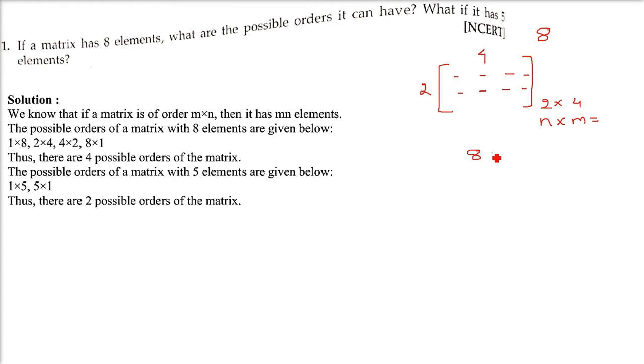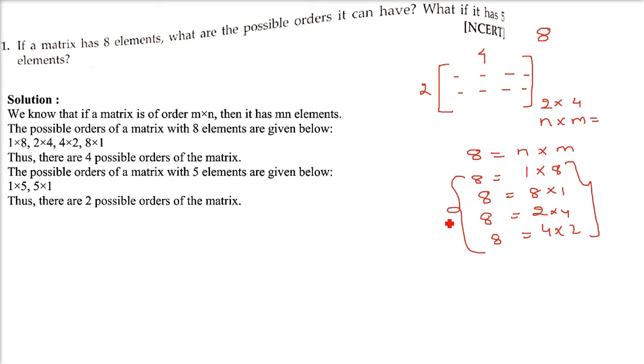For 8, what are the possible multiplications? That is 2 values multiplied. Because 1 into 8 is 8, 8 into 1 is also 8. What all combinations can be there? 2 into 4 is also 8, and 4 into 2 is also 8. So, do we have any other n into m combination which can give you 8? No. So this is the order, this is the dimension.